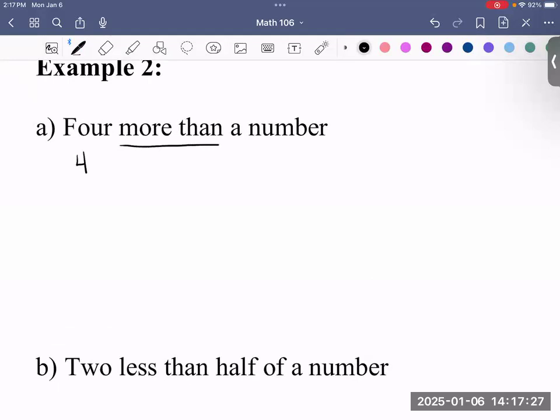means, are we adding to it or taking away, subtracting? Well, more than means that we're going to add something to it. And then when it says a number, this is just talking about a variable. Pick a variable. Typically, I go with x. And when we go to write it, this is one way to write it, 4 plus x, or x plus 4. When it comes to rules of addition, either way is perfectly fine.